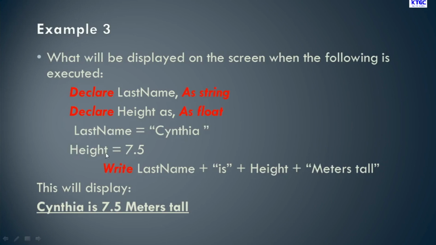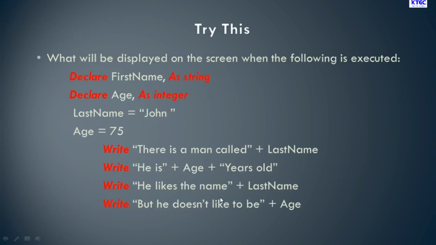But when we run the program, we don't see the variable names, we see the values. I've already stated this. So when we run this program, the computer displays last name and then shows Cynthia. It displays that because I'm concatenating last name to the is, which is a string. Then it checks the height for me, which is 7.5, then plus height, so it displays 7.5. Plus, then it displays meters tall since it's also a string. So it will display Cynthia is 7.5 meters tall. So basically, that is that.